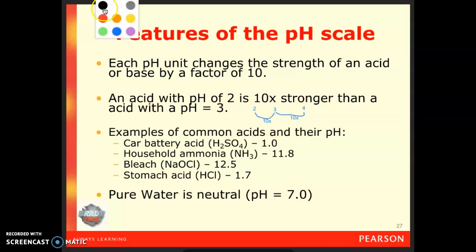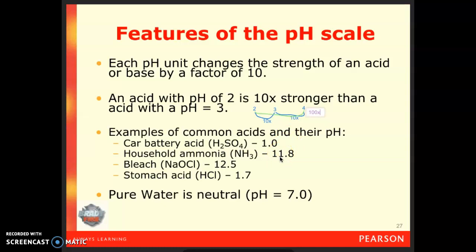But what's interesting to note is that if I go from pH 2 to pH 4, I don't get a 20-fold increase in pH. I get a 100-fold increase in strength, because it's not 10 plus 10, it's 10 times 10. So pH 2 and pH 4 are 100 times different from each other in terms of their own strength.